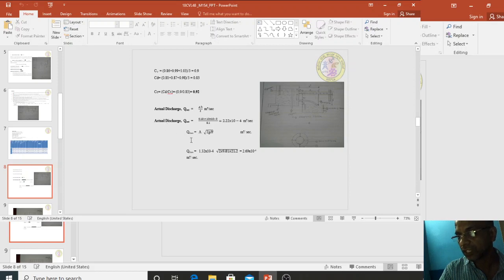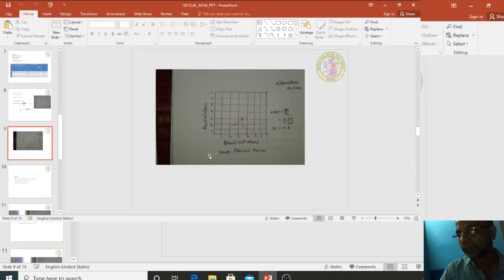Next, the Q theoretical is A into root of 2GH, A is 1.3 into 10 to the power of minus 4, into root of 2 into G 9.81, H is 21.2. It is 2.6 into 10 to the power of minus 4 meter cube per second. So you will get CD, that is actual divided by theoretical discharge. You can also get CD by using the graphical procedure. Take an ordinary graph sheet, mark 1 unit equal to 1 into 10 to the power of minus 4 meter cube per second on the x-axis and y-axis.